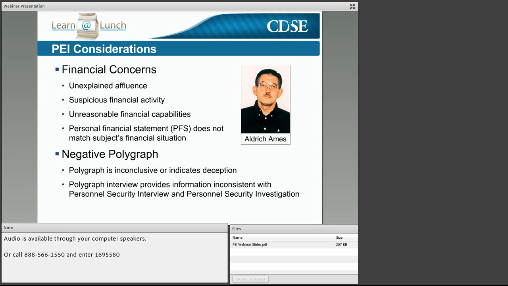Another indicator is a negative polygraph result. A counterintelligence polygraph result may have been inconclusive, indicated deception, or provided information inconsistent with the personnel security questionnaire and interview. Next slide, please.